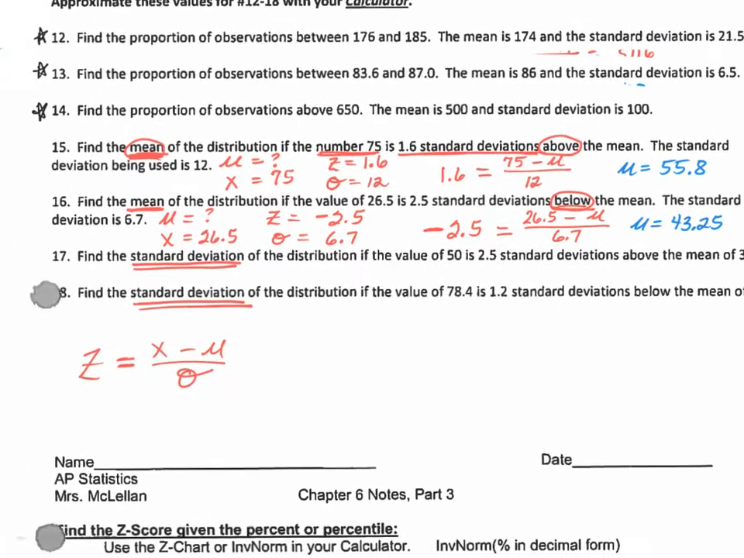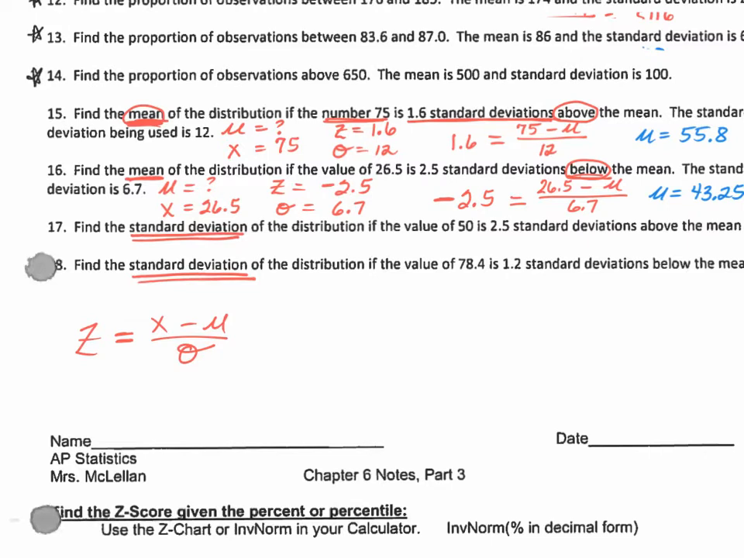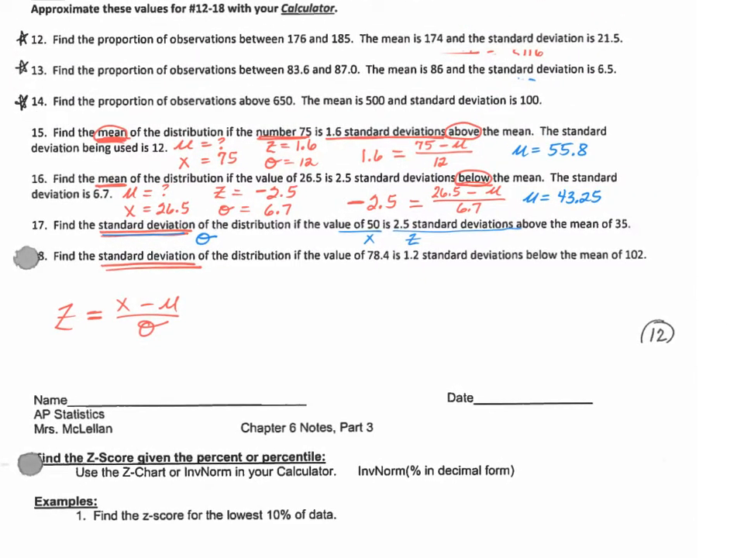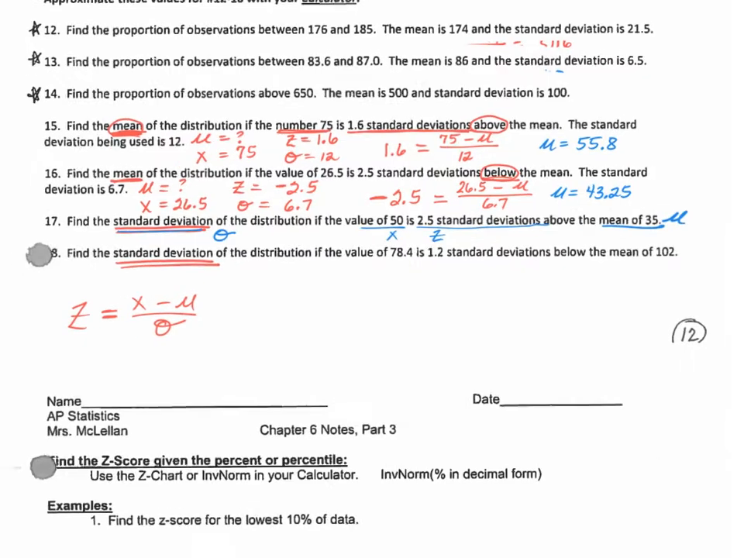All right. Number 17 and 18 are the same, except the unknown is going to be sigma. And, of course, your x is your value, your 2.5 is your z-score, and it gives you the mean. In this case, number 17 gives you a mean of 35. So that's your mu. Let me give you a moment to try that one. This one typically is more difficult algebraically. So I'm going to let you fill this in, and I'll show you algebraically how you handle that.